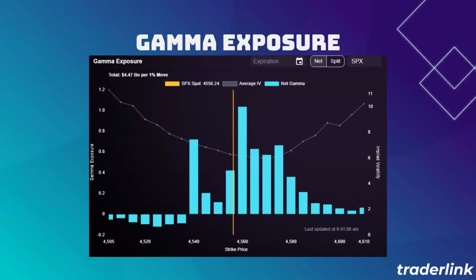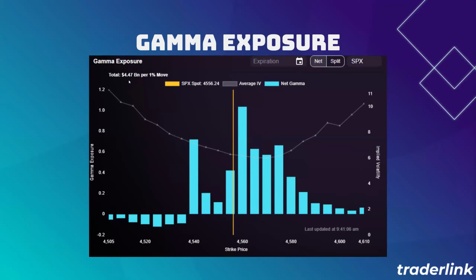Obviously, we're going to be talking about what we look for first, right? From a very basic standpoint and a very basic concept. So starting off, we usually take a look at whether or not gamma exposure is positive or negative, and you can see that with this amount right here. The total is 4.47 billion per 1% move. So in this case, it is positive.